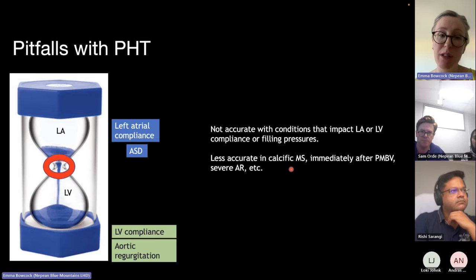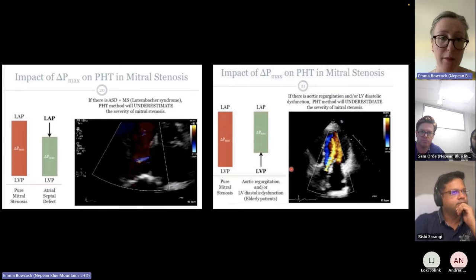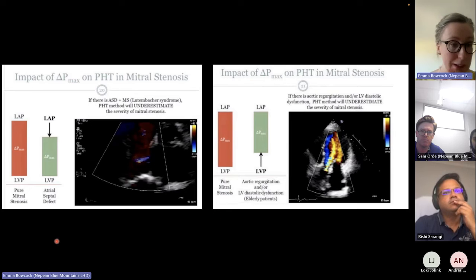So to be aware of some of those pitfalls, this could absolutely be a question in the written for the DDU, and just being able to describe that and say when you would be cautious with pressure half time. And this is, again, very bad for not referencing these, I apologize, but I think this is quite nice to show.